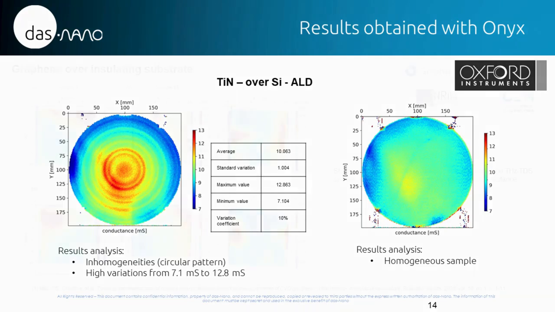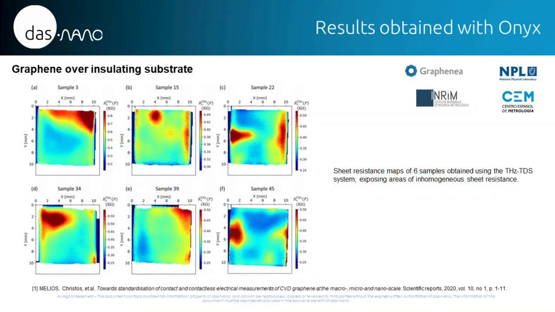Another study of graphene over quartz samples was conducted between several national metrology institutes: INRIM in Italy, CEM in Spain, and NPL in the UK, universities and manufacturing companies. The samples inspected show areas of inhomogeneous sheet resistance.